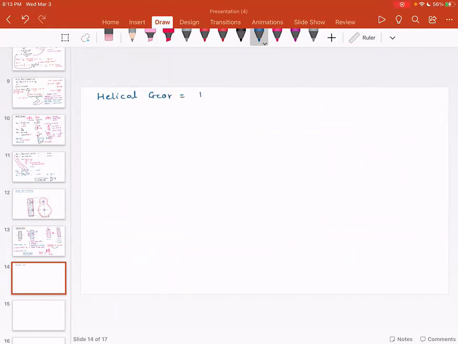So the helical gear has number of teeth Tg. So the equivalent number of teeth on a spur gear is equal to Tg divided by cosine cube alpha, and this is an important relationship, where alpha is the helix angle.